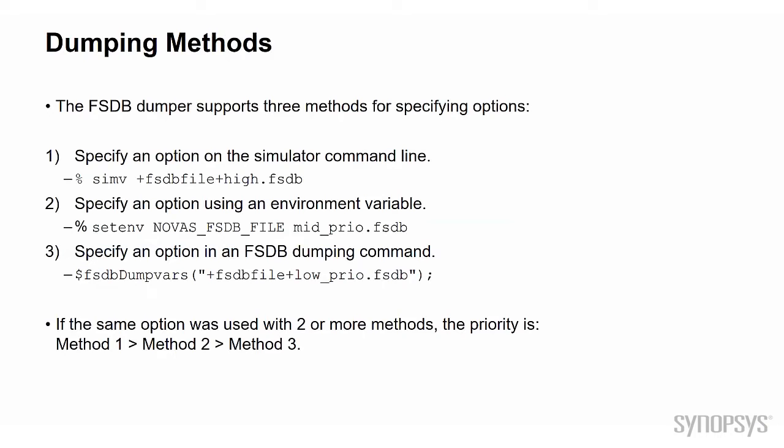Now let's take a look at the dumping methods. There are three methods supported for specifying options. You may specify an option on the simulator command line, or by using an environment variable, or specify an option in an FSDB dumping command. If the same option was used with two or more methods, it will be taken in priority order.